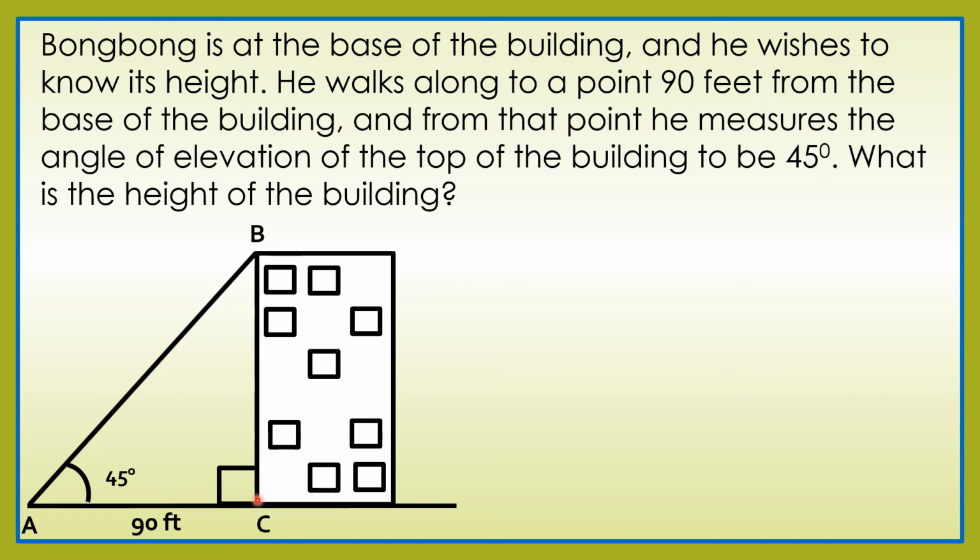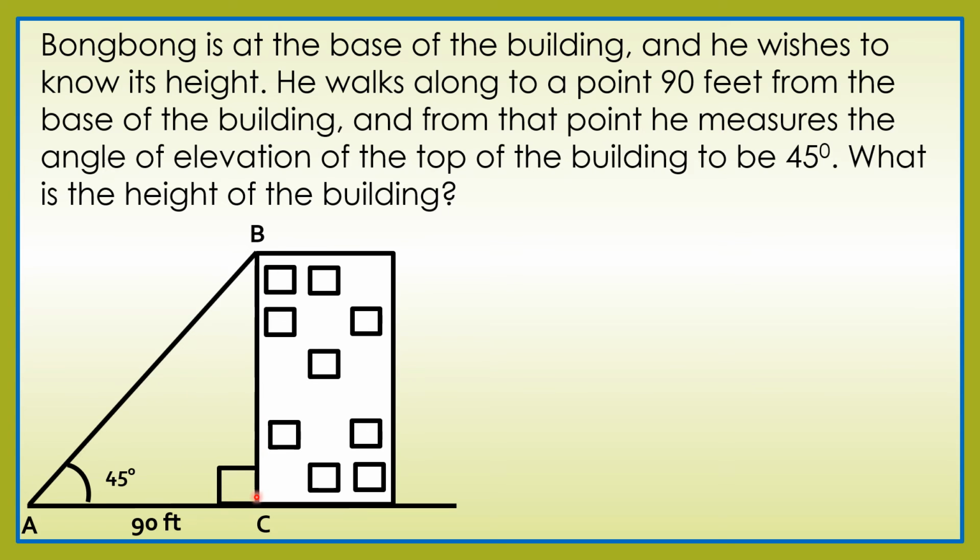So, from here daw, naglakad si Bongbong palayo, that is 90 feet. Then, from here, hanggang dito sa taas ng building na nakatingin siya, that is angle of elevation, 45 degrees. So, let us name this point as point A. This one is B. And this point is C. So, we can form here right triangle ABC.